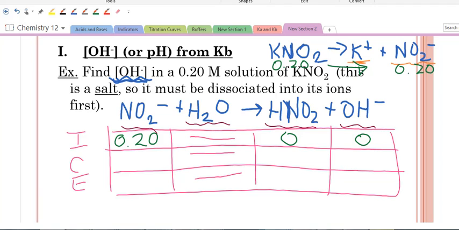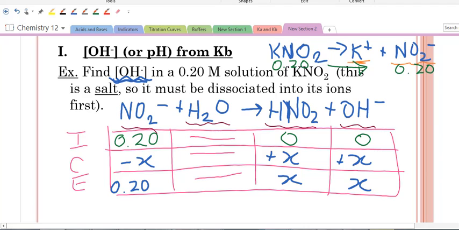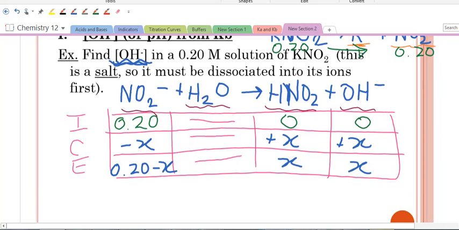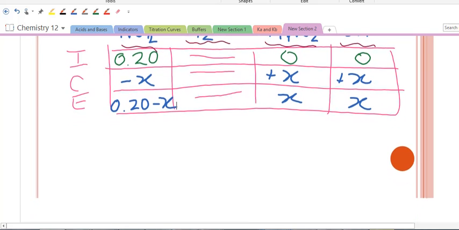Now we don't know what the change will be, so our change is going to be x. So the NO2 will go down by x, whereas the HNO2 will go up by x, and so will the hydroxide ion. And so then we know our final concentration of both the HNO2 and the hydroxide ion will each be x, and we know that our NO2 concentration will be 0.20 minus x. So now we are ready to find our expression for Kb.